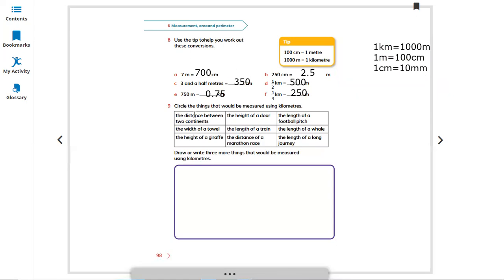Question number 9. Circle the things that would be measured using kilometer.